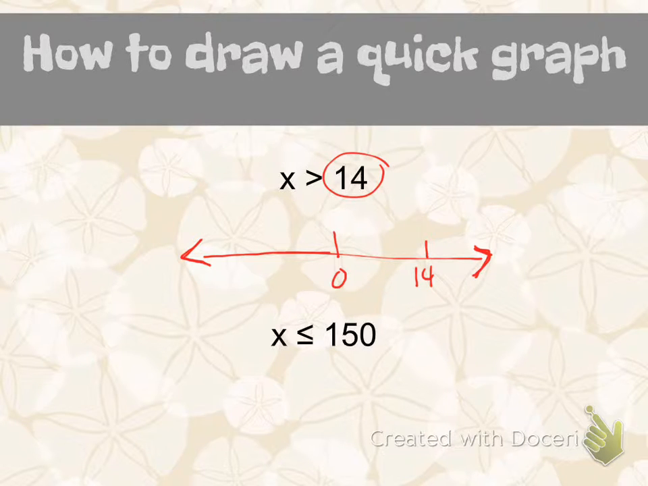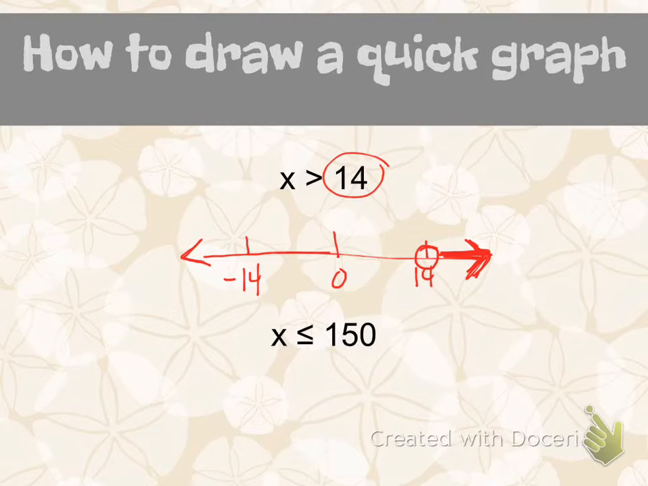So put 14 on your number line. And just to make it balance out, put the opposite of 14, which is negative 14. Okay? So now all we're going to do is just pretend like this is our graph. Open circle or closed circle? Open circle on the number 14. Okay, are we shading to the right or to the left? Shading to the right. That is an example of a quick graph.